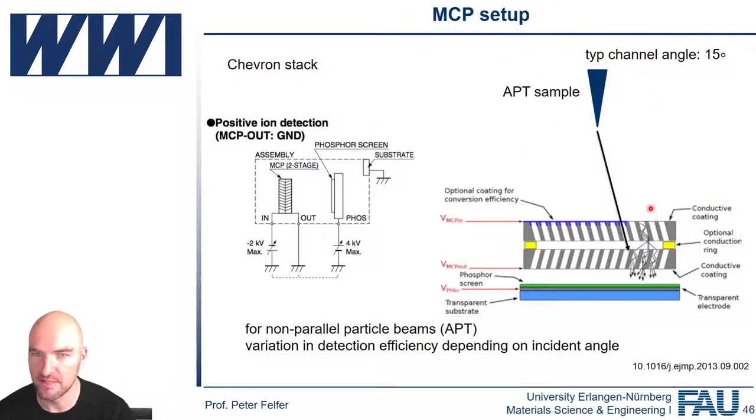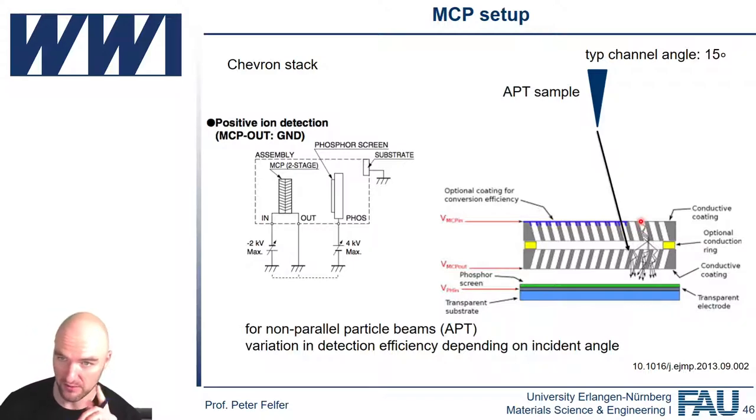Okay, so how does the MCP work? MCP works very simple. We have two glass plates. So the MCPs are just glass plates with holes in them. And there's a voltage between the front and the back. So we've got conductive coatings at the front and the back, and we can put a voltage there. So each one of those holes is a little scintillator.